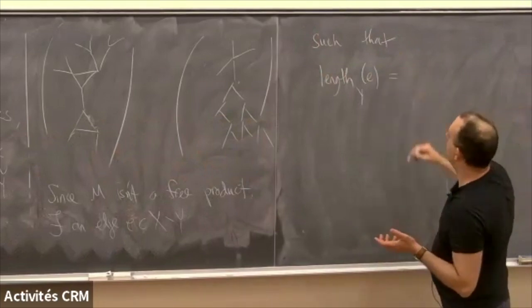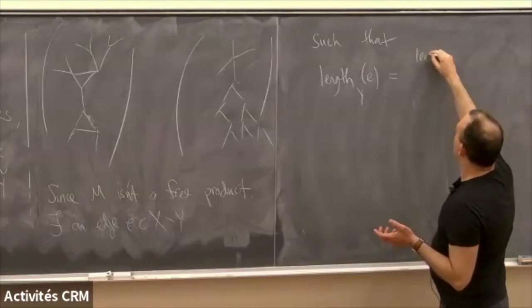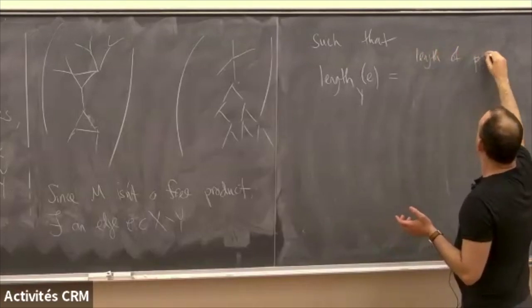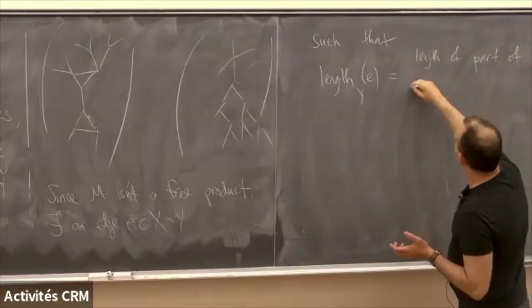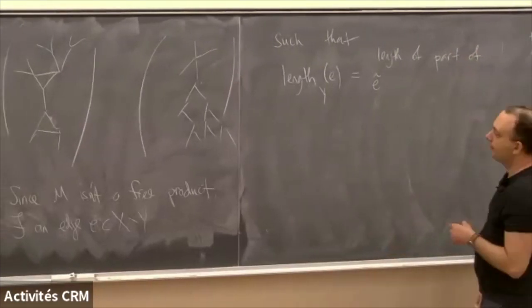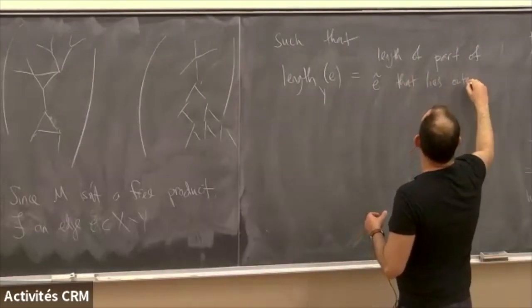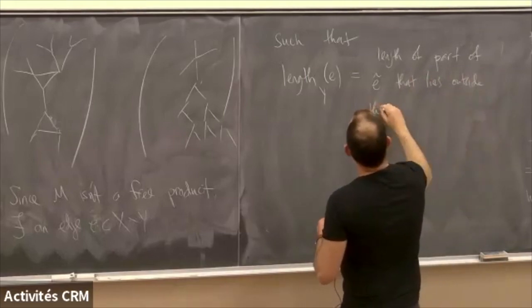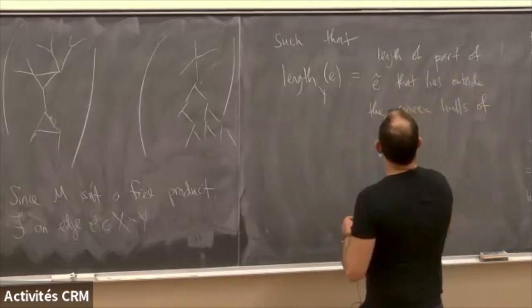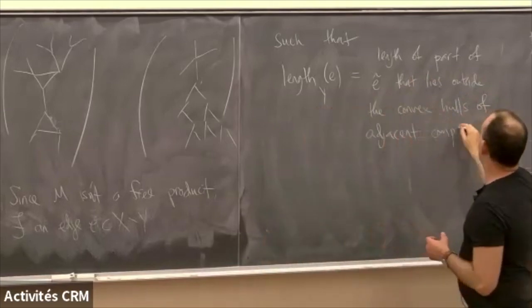So what do I mean by this? The length of E relative to Y is the length of the part of Ẽ, a lift of E to the universal cover, that lies outside the convex hulls of any adjacent components of Ỹ.